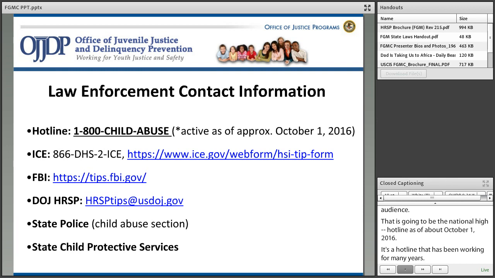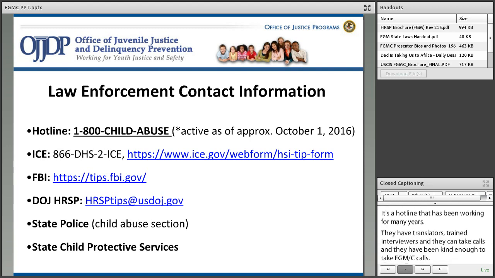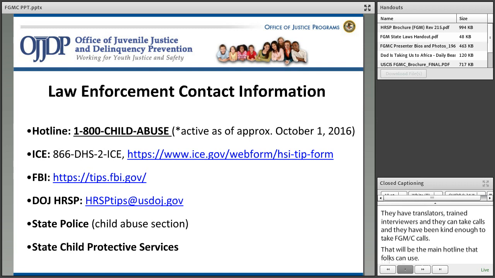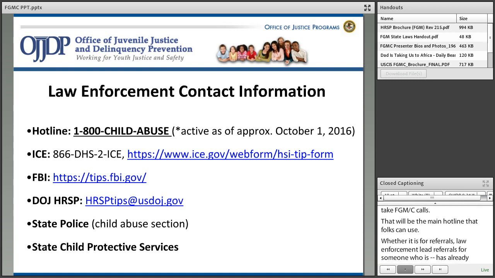So that's going to be the main hotline that folks can use, whether it's for referrals, for law enforcement lead referrals, for someone who has already suffered and needs some kind of services, who is afraid, or someone in academia who wants more information to do more research. It can just be a national hotline for that. And then under that is the U.S. Immigration and Customs Enforcement tip line.